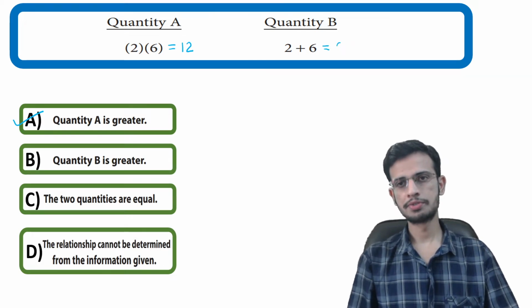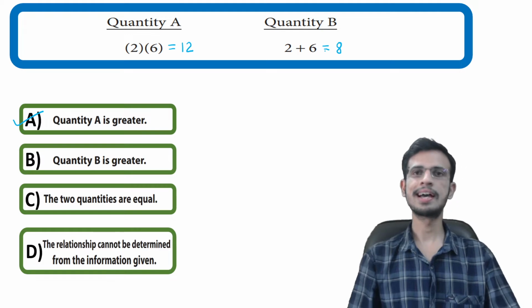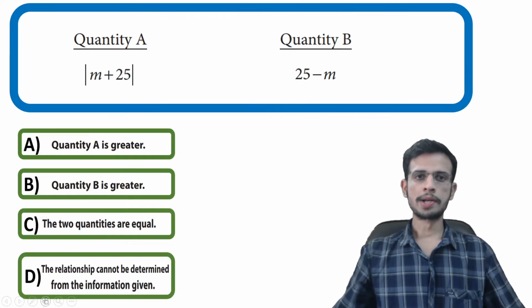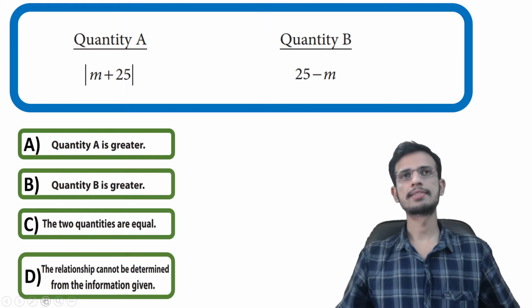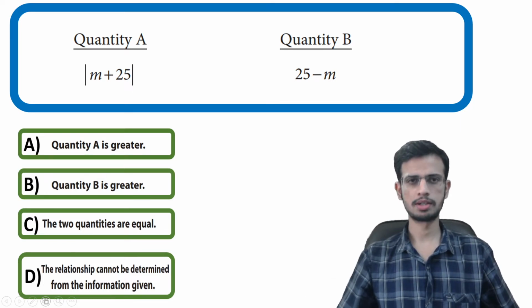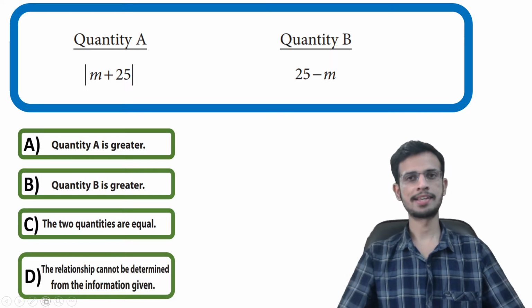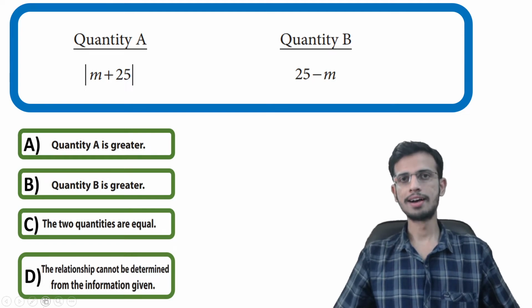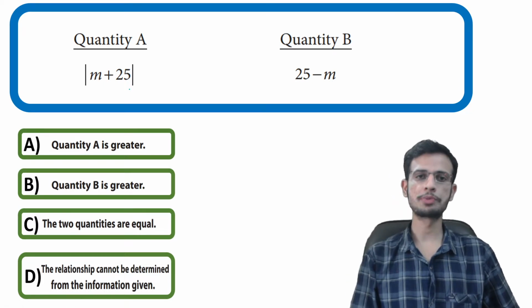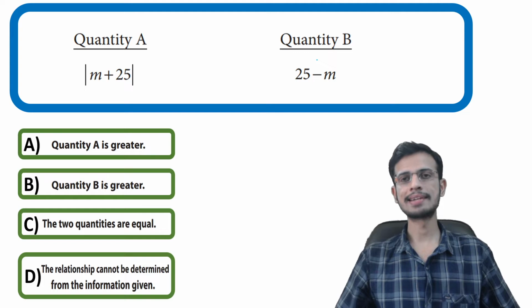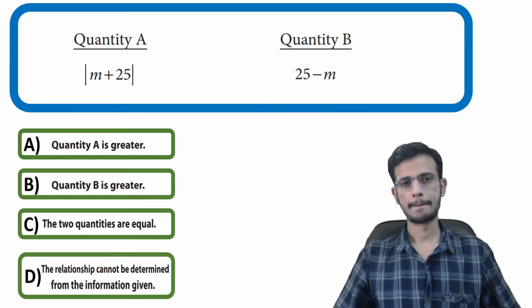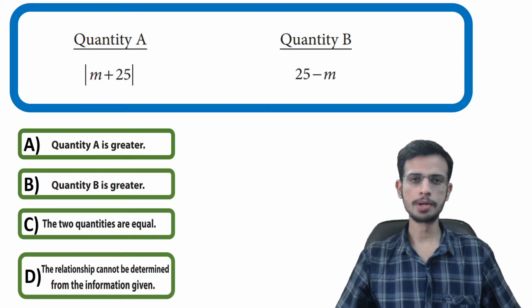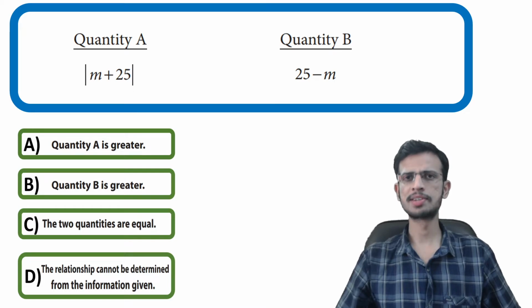Now let's start the questions which will actually reflect in your GRE exam. You can pause the video, and within seconds you can get answers. I suggest you not to use any rough sheets; you should be able to give the answers verbally. Go through all the options, and don't be in a hurry. In this question, quantity A is mod of m plus 25 and quantity B is 25 minus m. You can pause the video if you want. I will give you the answers and solution with some techniques.